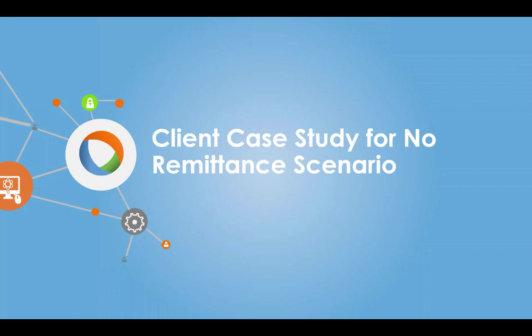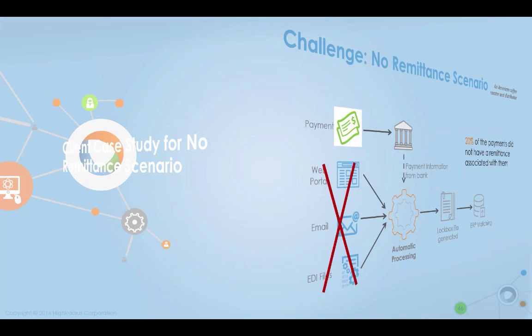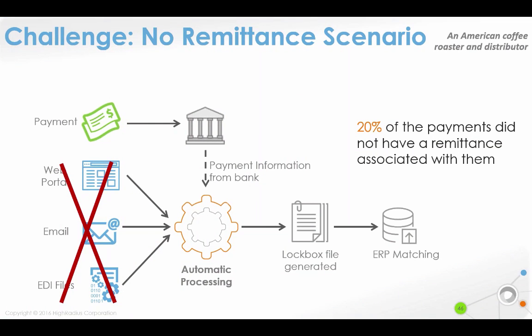I'll give you another example of a case study where there's no remittance at all. So what do you do? You just get a payment. You're not sure of the amount. What does this apply to in terms of that invoice? And you have no clue from a remittance doc. This particular customer is a leading coffee house company, and they actually had 20% of the payments that they received with no remittance at all. They were just getting the payment and no other additional information.